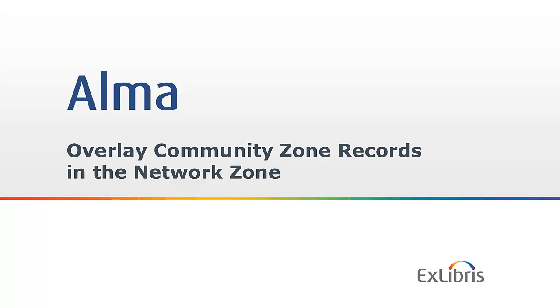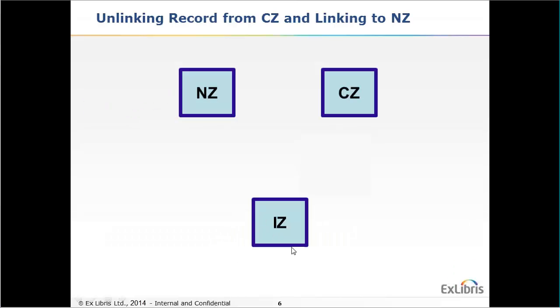Overlay community zone records in the network zone. This feature is relevant for consortia, right? For networks. The story is as follows. A member of the network can activate an electronic resource, an electronic portfolio, from the community zone.